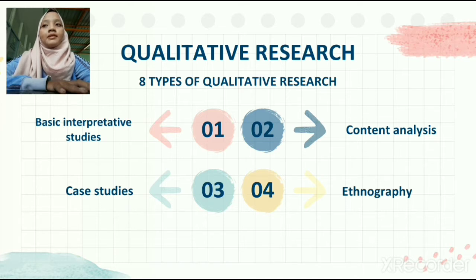Basic interpretive study provides a descriptive account aimed at understanding a phenomenon. Data collection methods: interviews, observation, and document review. Case study is a type of research study that focuses on a single unit such as one individual, one group, one organization, or one program. Data collection methods: interview, observation, and archives.